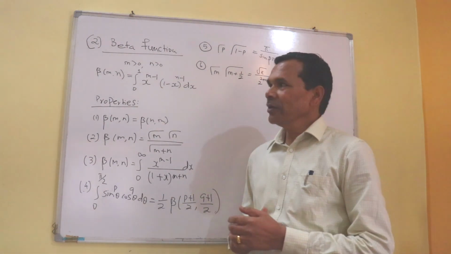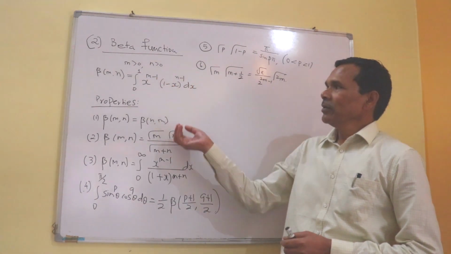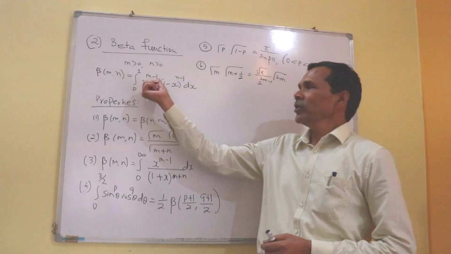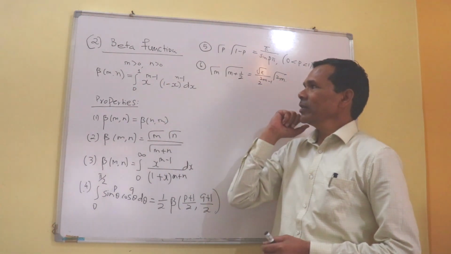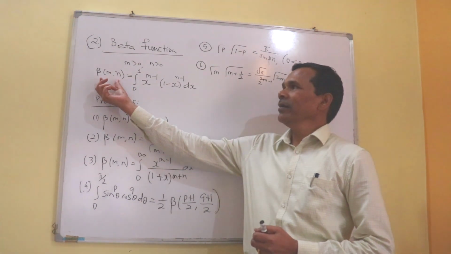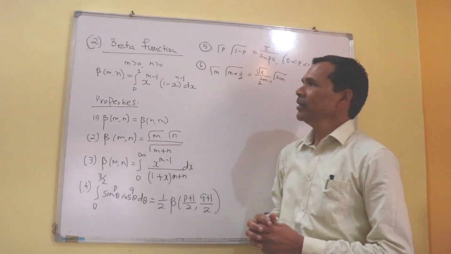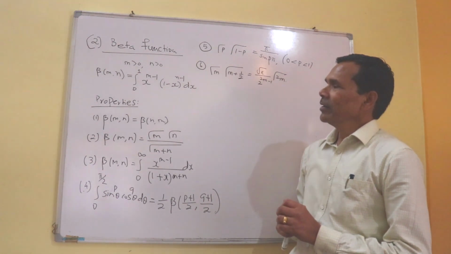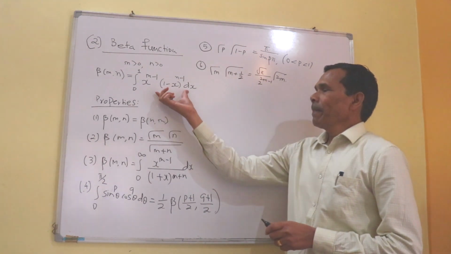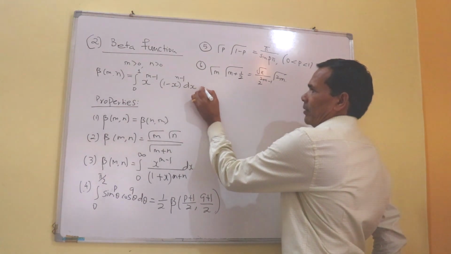Now beta function is defined as the integral of this particular form, 0 to 1 x raised to m minus 1, 1 minus x raised to n minus 1 dx, and it is denoted by beta of m, n, where m and n are the integers which are greater than 0. So this integral is used to evaluate certain double integrals also.